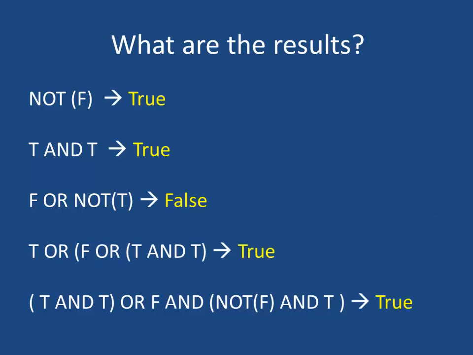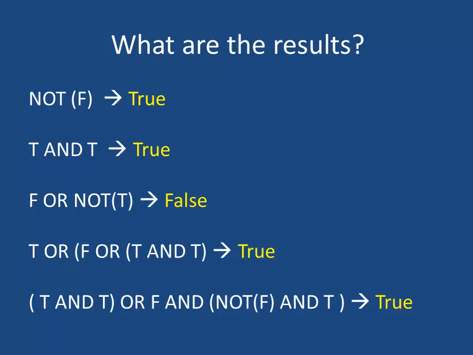Here are the answers for the operations. Let's review each one. The first one states not false. Not simply reverses the truth statement, therefore not false equals true. The second statement is true and true. If you remember, for the and Boolean operator, both sides must be true in order for the operation to return true, and it does in this case.